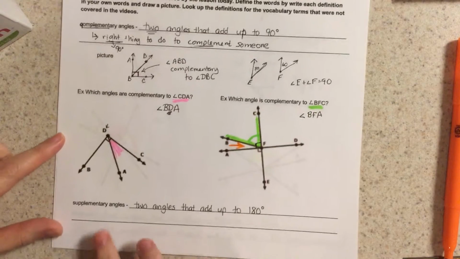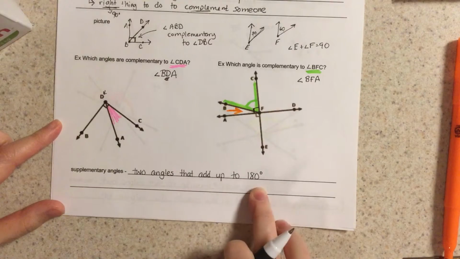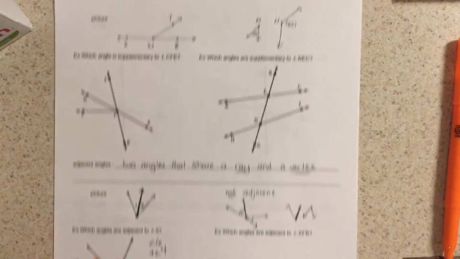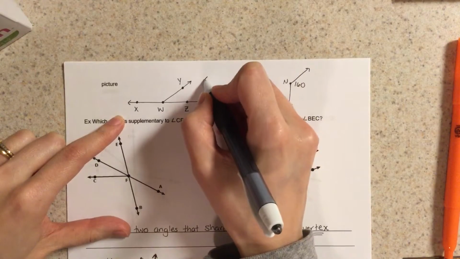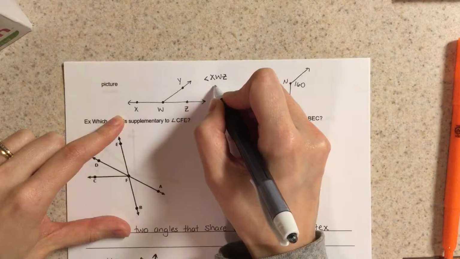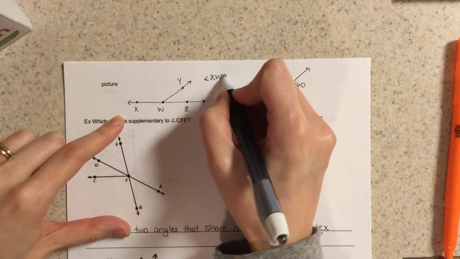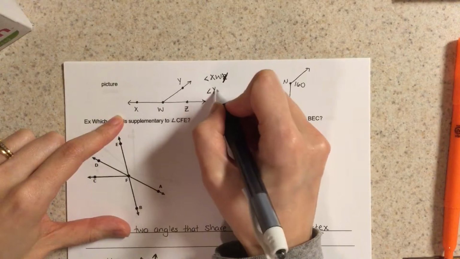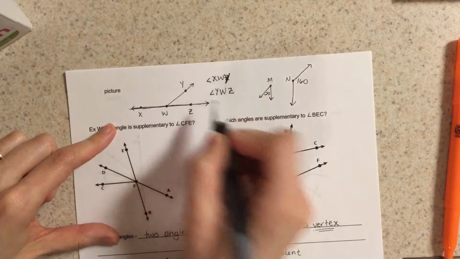And to go along with complementary is supplementary. Supplementary angles are two angles that add up to be 180 degrees. And if we look at a picture of that, I've got this one right here. And so I would say that angle XWY is going to be supplementary to angle YWZ. And we know that because whenever we have a line, lines are going to be 180 degrees.